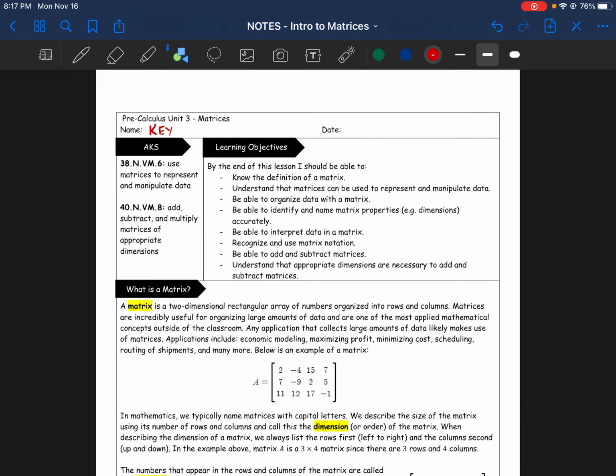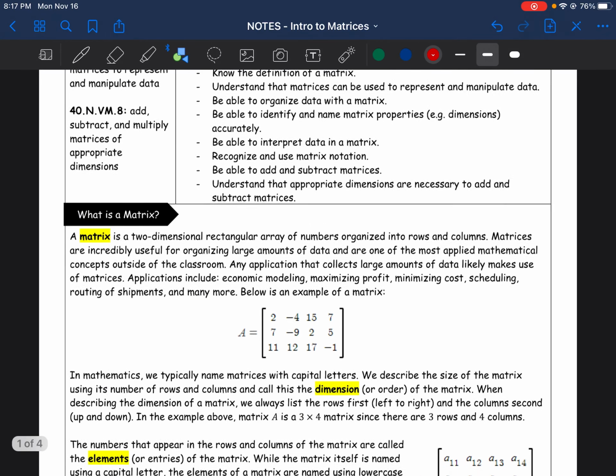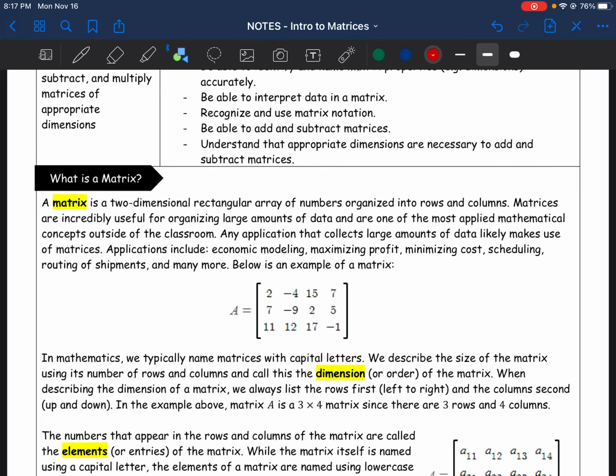In today's video, we're going to be introducing the concept of matrices. Let's go ahead and get started. So what is a matrix? Well, a matrix is a two-dimensional rectangular array of numbers organized into rows and columns.